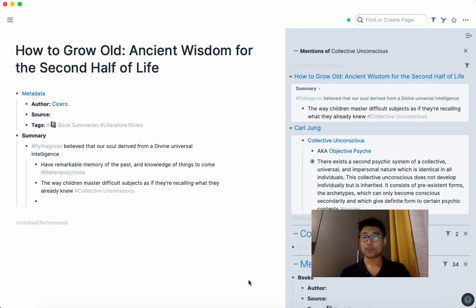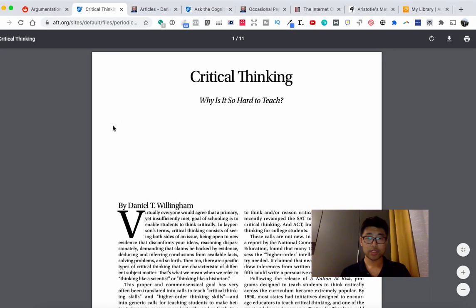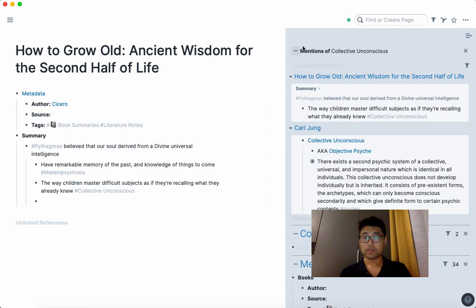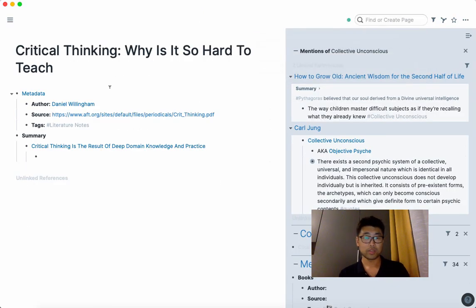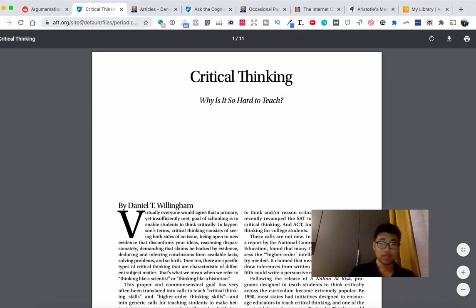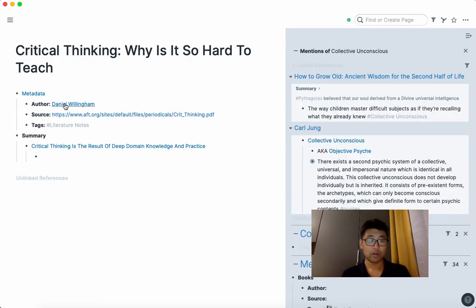Okay, now let's move on to the next source document, which is this piece on critical thinking by Daniel Willingham. So I've already created this one, which is here. So you'll see that I copied the URL here. I put in the name of the author, and then I've tagged it literature notes.